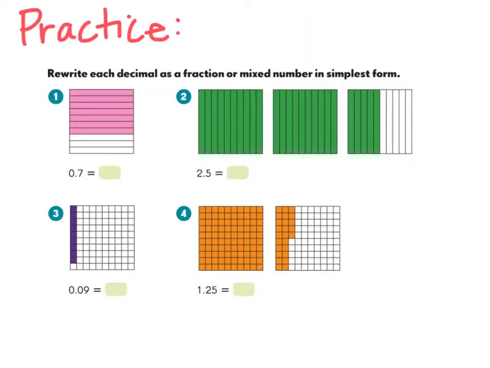Now give this a try on your own. Here are 4 problems where you'll need to rewrite a 1 or a 2-place decimal as a fraction or a mixed number. Press pause while you work, and we'll come back to 3-place decimals when you're finished.